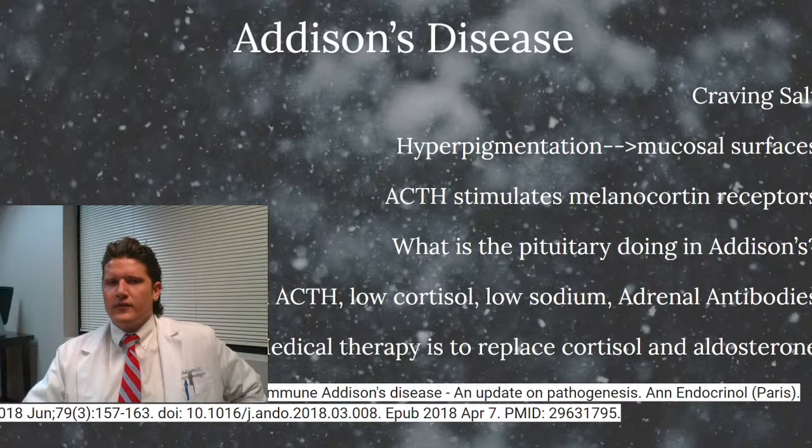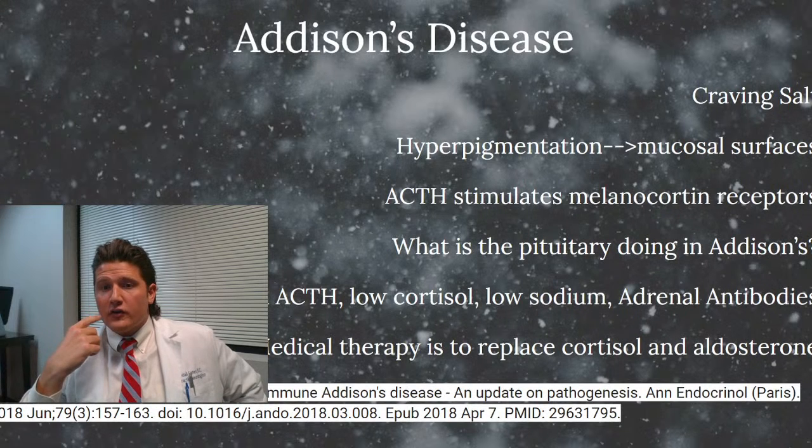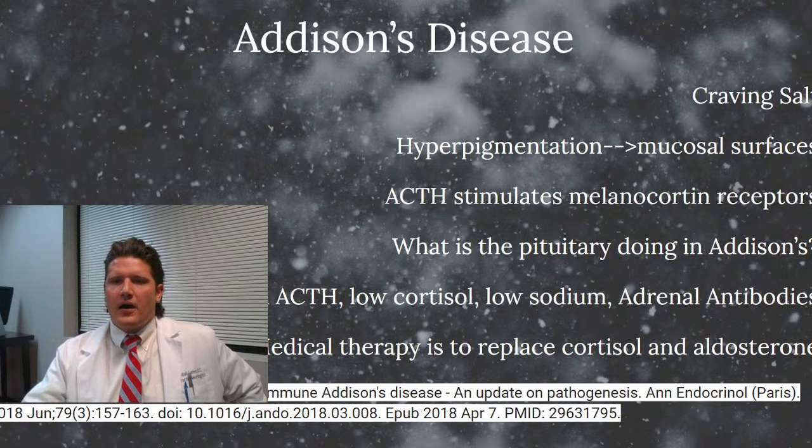Hyperpigmentation is a really important feature of Addison's disease. So we call it hyperpigmentation of the mucosa in the mouth. There's another name for it, which I won't go into. But if you have a bunch of dark spots inside your mouth, that can be a sign of Addison's disease.